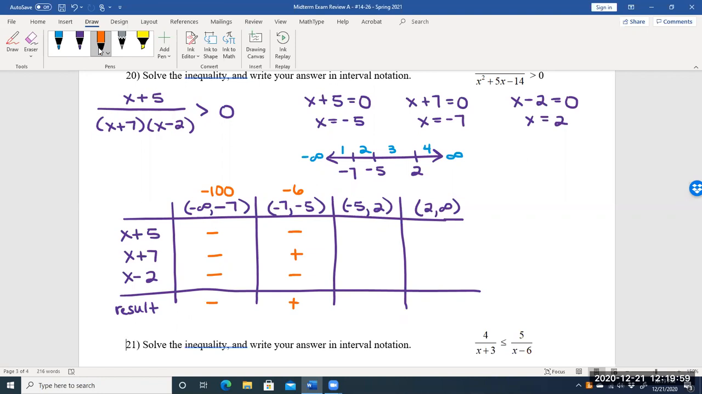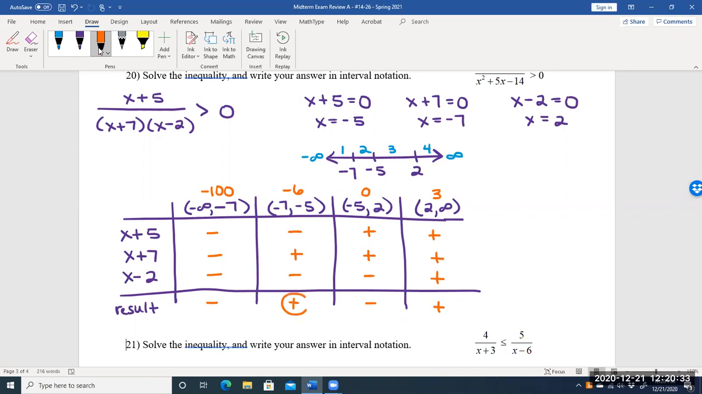Now I'm going to pick a number between negative 5 and 2. How about 0? 0 plus 5 is 5. 0 plus 7 is 7. And 0 minus 2 is negative 2. This is going to give me a negative result because once again I have an odd number of negatives. Odd number of negatives, negative result. Then I'm going to pick a number bigger than 2. How about 3? And 3 is going to give me 3 positives, which is going to mean a positive resulting sign.